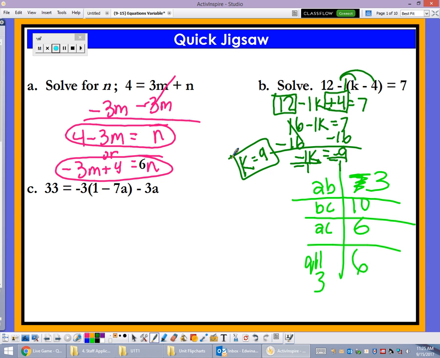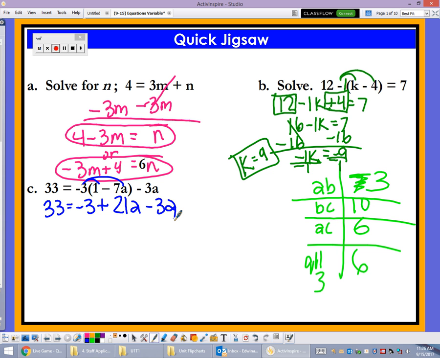Last problem, letter C. Alicia, what's going to be my first step? Distribute. I distribute the 3. Tell me what I have after the first step. I'm sorry, give me a moment. Go ahead. What would I do next?